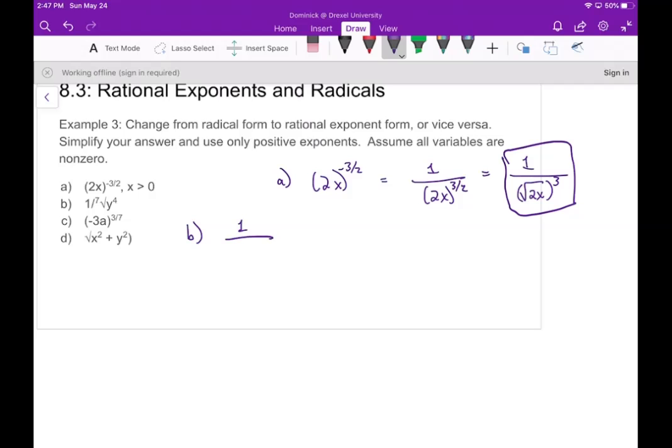Now in part B, we have the 7th root of y to the 4th in the bottom, and 1 over that. So what we can do here is convert this to fractional form: the number on the inside tells me the number on top, and the type of root tells me the number on the bottom. And of course we could say this is also y to the negative 4 over 7. But if we don't want negative exponents, we just want positive, then we can just leave it in the bottom still.